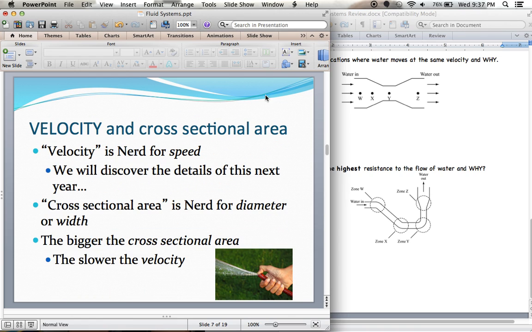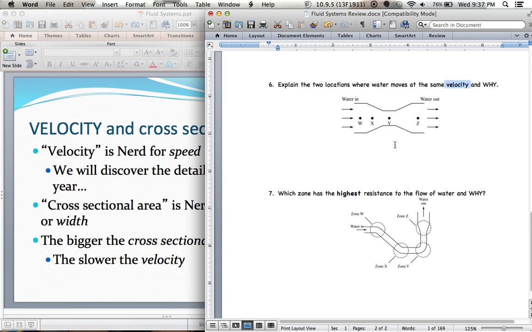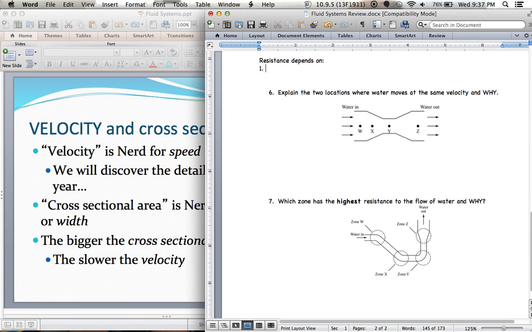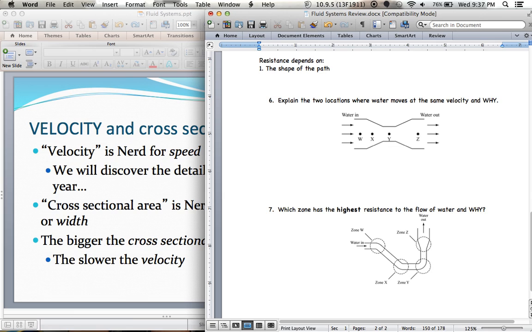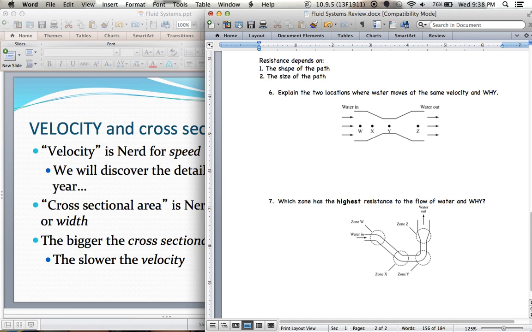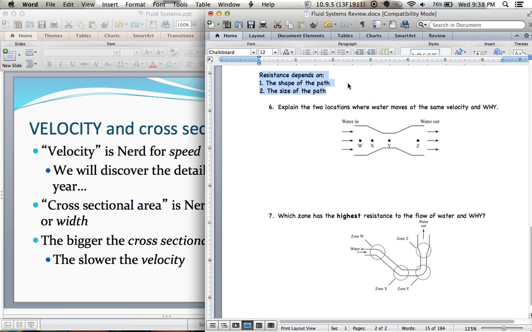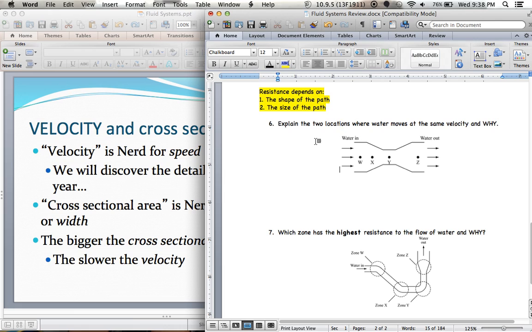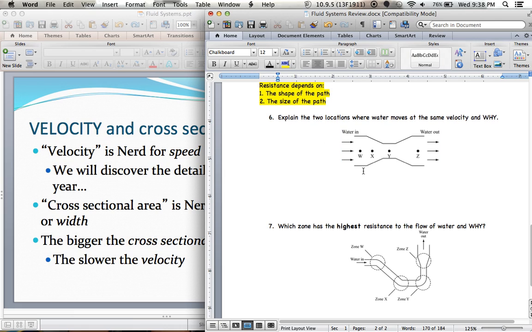So, taking those two things into mind, I want to actually make those notes up here. Resistance depends on: 1, the shape of the path. And 2, the size of the path. All right? And that's going to be the two things that are going to affect our resistance. So, very quickly, I'd like to highlight this, and we're going to use this in order to answer these next two questions. So let's keep those two things in mind as we look.